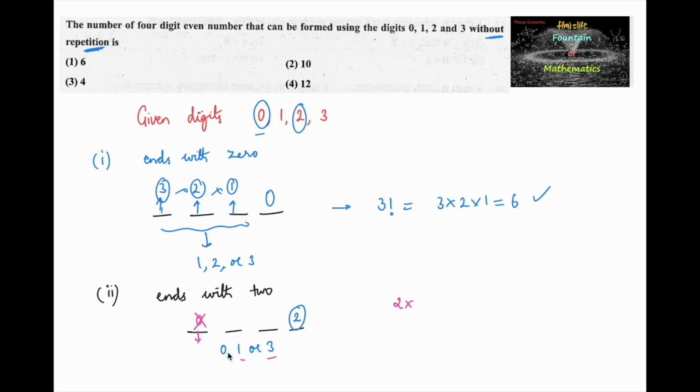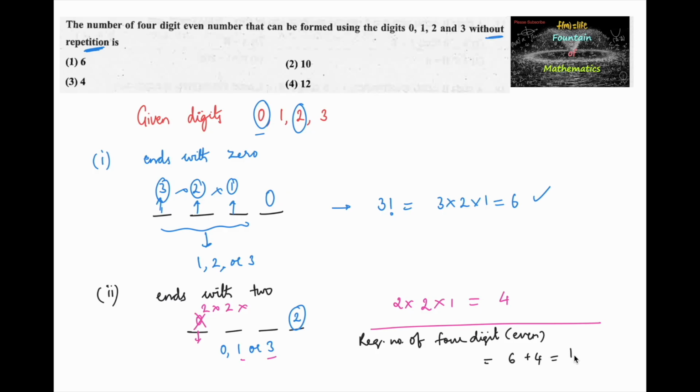And in the second place we can fix any of the remaining. If either 1 or 3 is fixed in the first place, 2 remain, so 2 choices in the second place and the remaining 1 choice for the third. So 2 into 2 into 1, which is 4. Therefore the required number of 4-digit even numbers is 6 plus 4, which is equal to 10. So 10 is the answer, option 2.